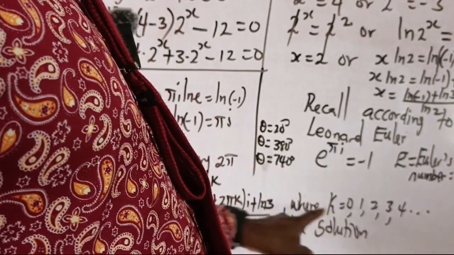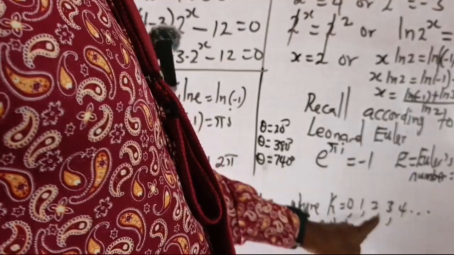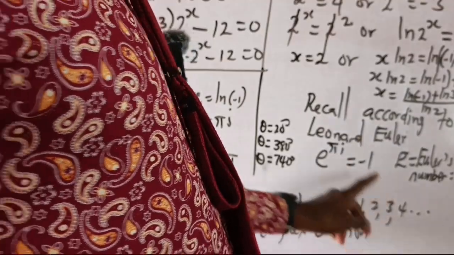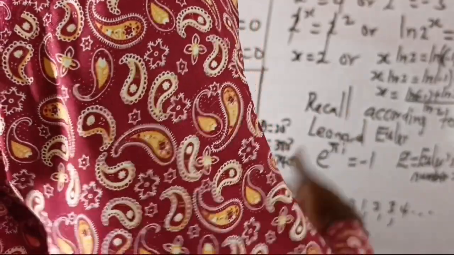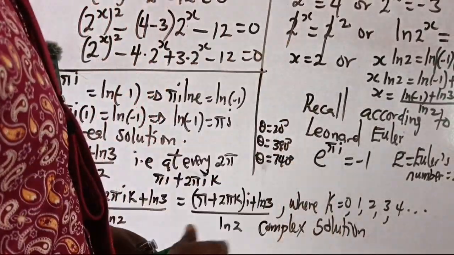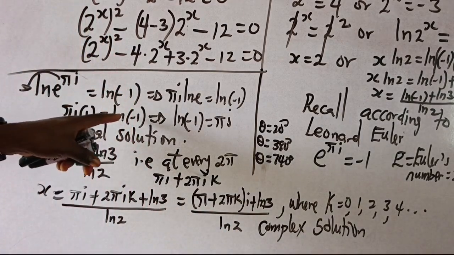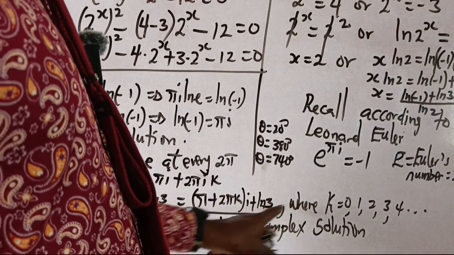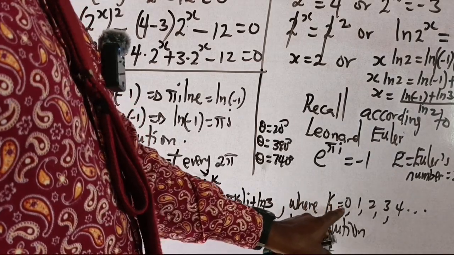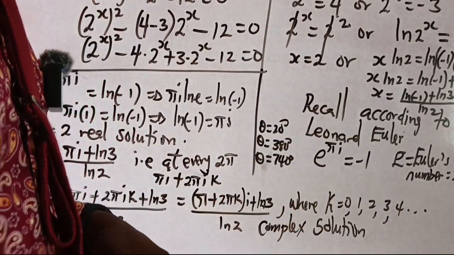When you substitute, when k equals 0, you have one solution. When k equals 1, you have another solution. When k equals 2, you have another solution. When k equals 3, you have another solution. Therefore, the implication here is that there are infinitely many complex solutions to the question we are given, but there is only one real solution. So the real solution is x equals 2, while the complex solution can take any result when k equals 0, 1, 2, 3, 4, 5, and so on.